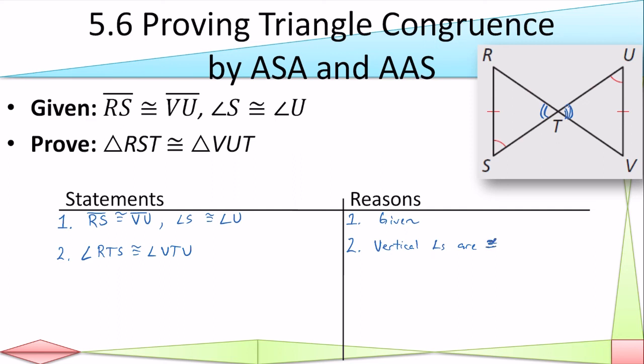And now, do we have 3 things congruent between the 2 triangles? Why, yes, we do. We have an angle, and then another angle, and then a side. Notice this time the side is not between the 2 angles. So triangle RST is congruent to triangle VUT by angle, angle, side.